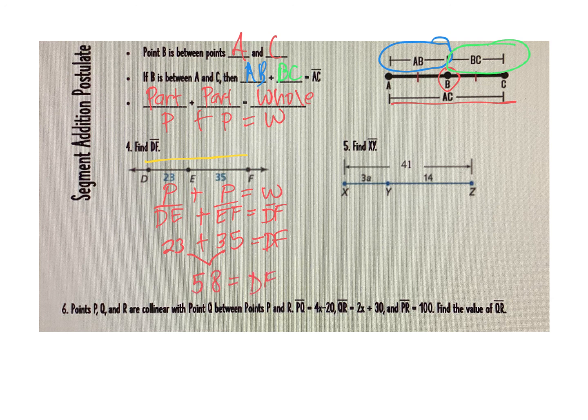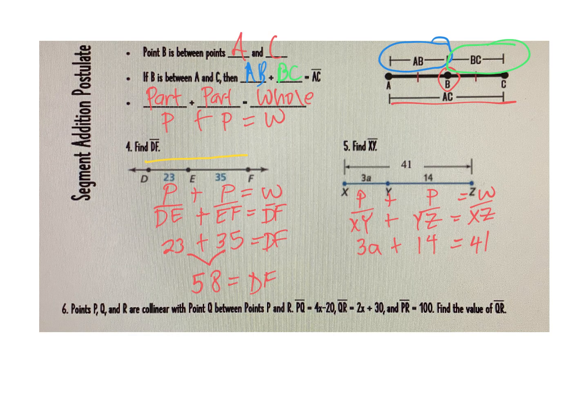All right, so on problem number 5, let's do the same thing. We're going to start with part plus part equals whole. Our first part is x to y. My second part is y to z. The whole thing is x to z. So what is x to y? 3a plus second part 14 equals 41.